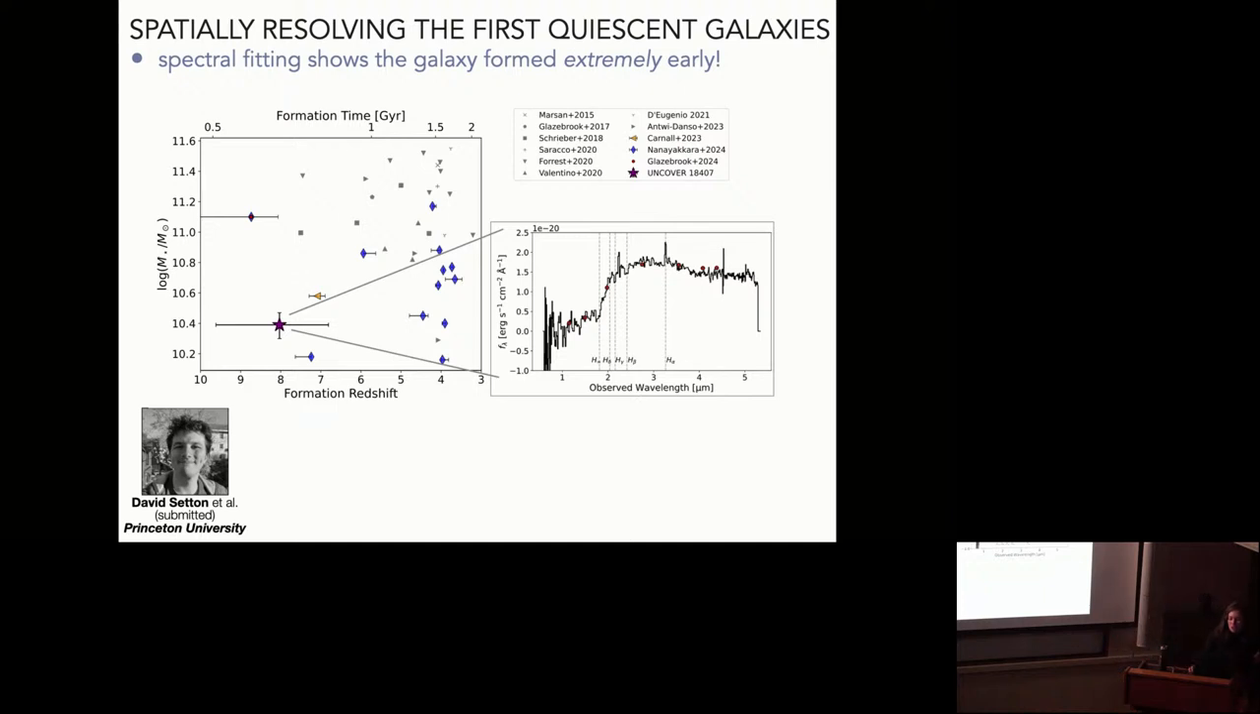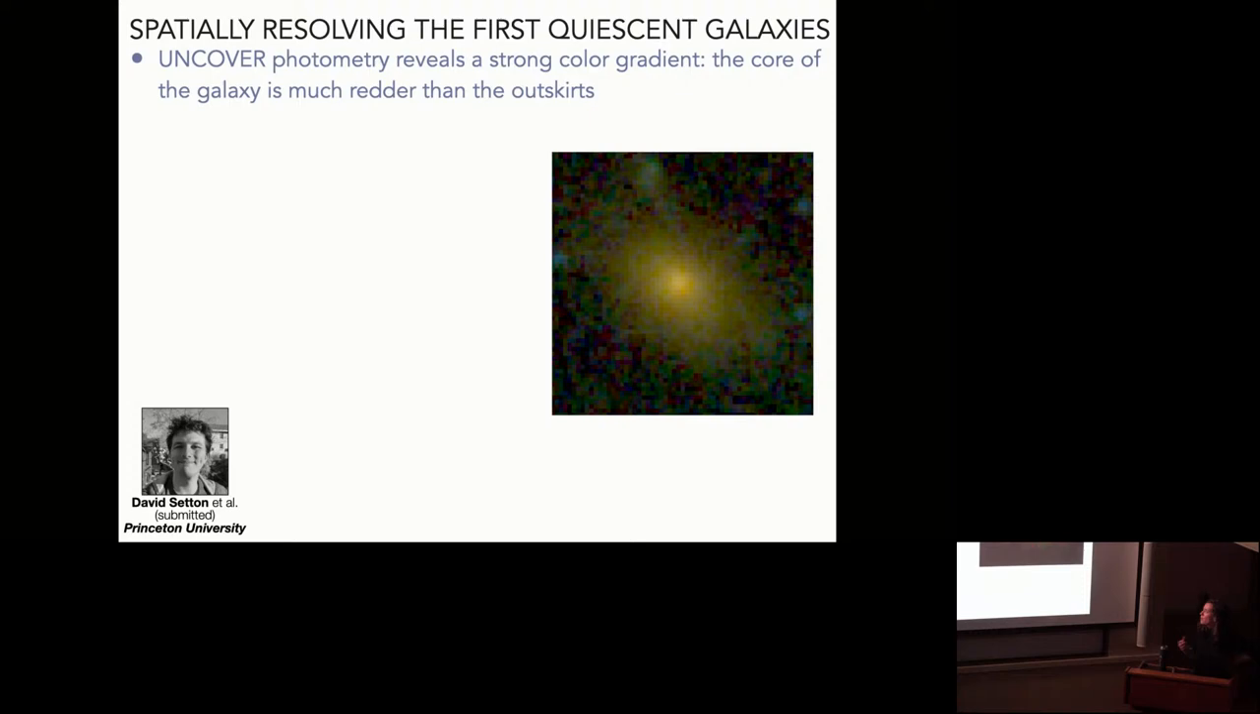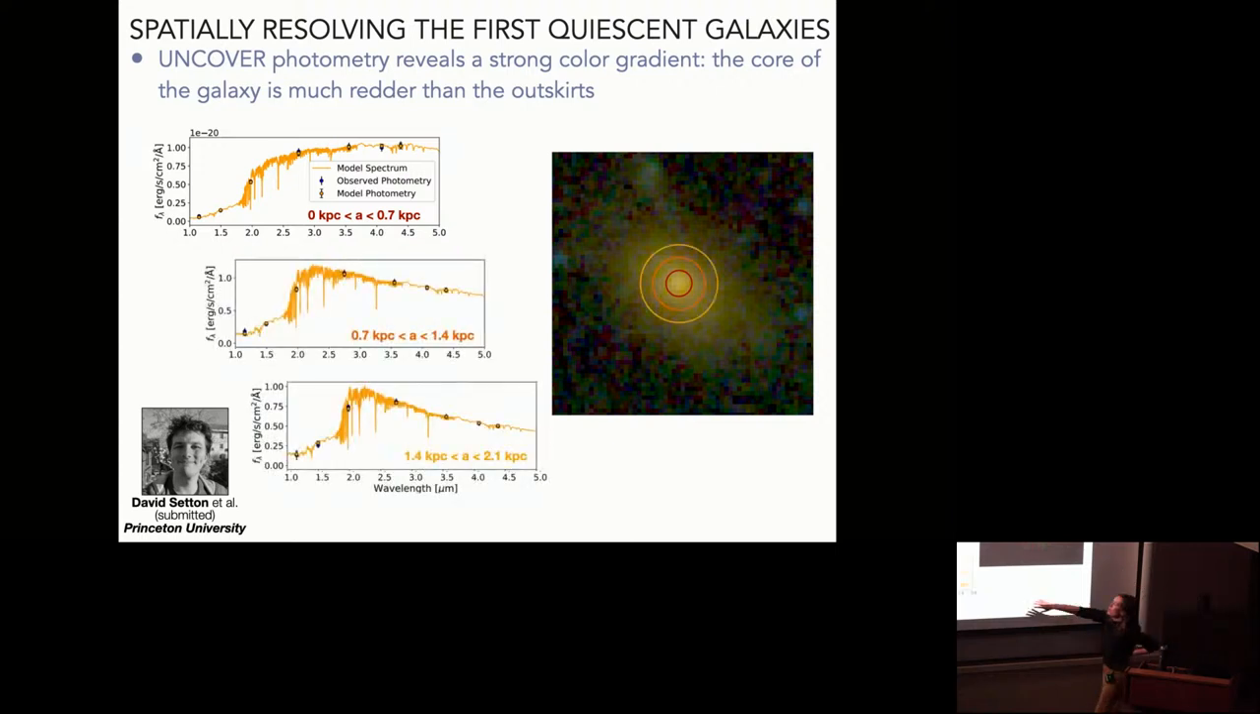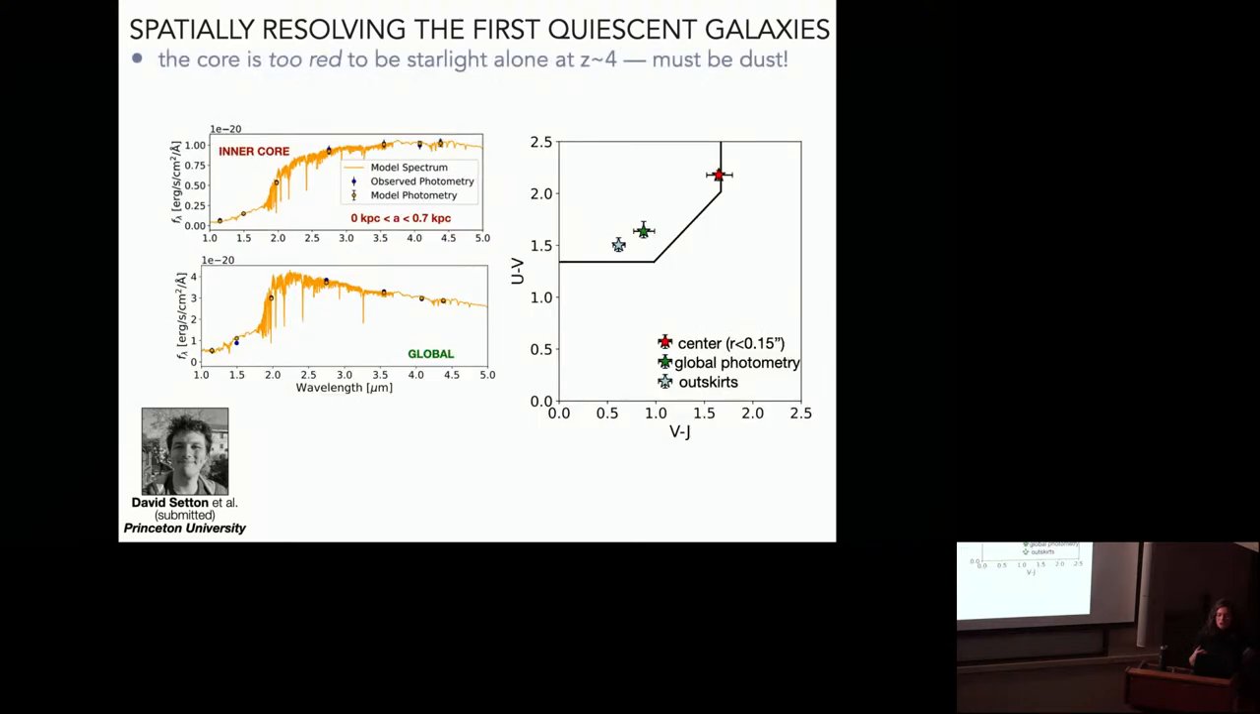JWST observations. And so he went and started to look at the spatially resolved photometry of this. This was before we got the MegaScience data. But even with just those 7 filters, he's looking at the core of the galaxy here and then marching out in annuli. And you can see the shape of this spectrum totally change, going from the inside at the top to the outside here. And so the question is, why? What is different about the inside of the galaxy than the outskirts?